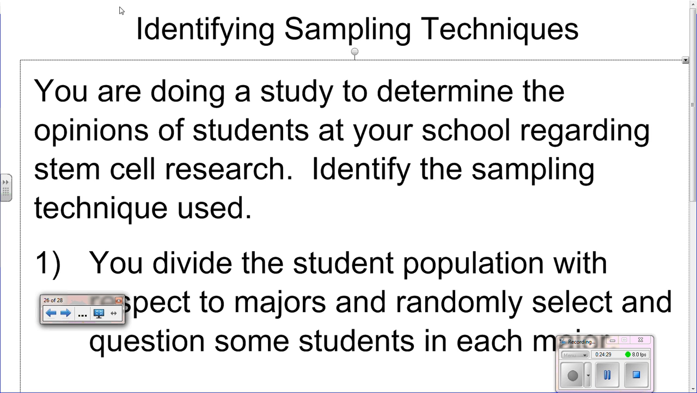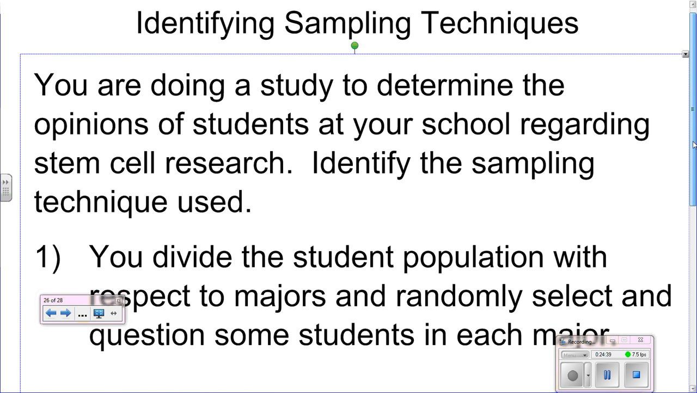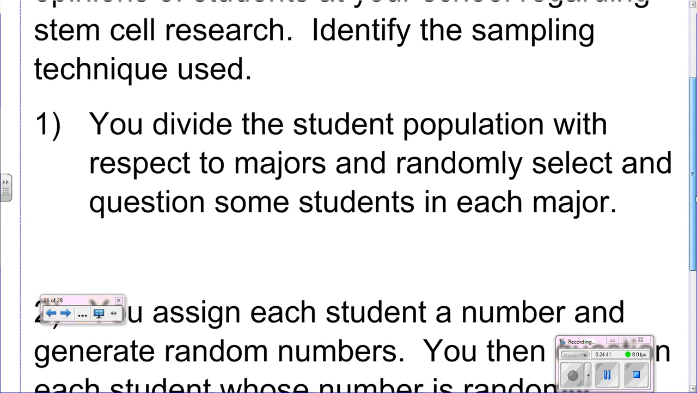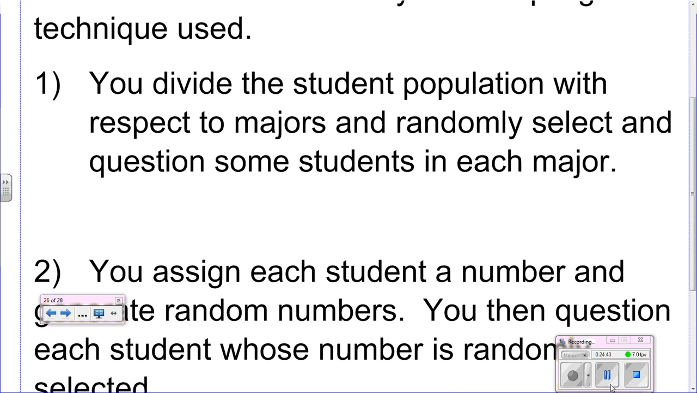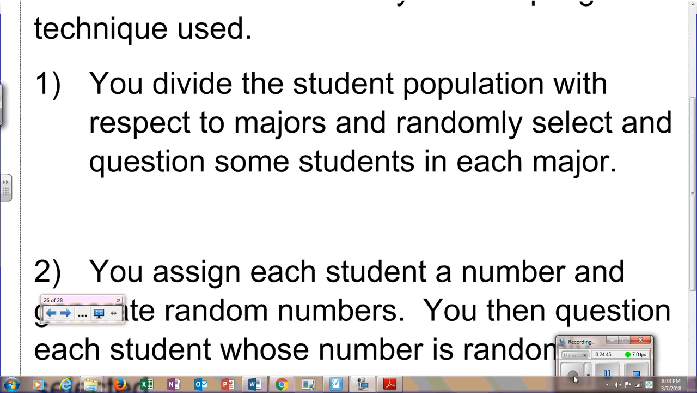Okay, we're going to go through these sampling techniques. You're doing a study to determine the opinions of students at your school regarding stem cell research. Identify the sampling technique used. You divide the student population with respect to majors and randomly select questions from students in each major.